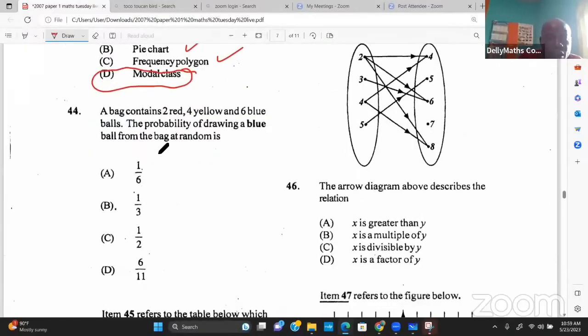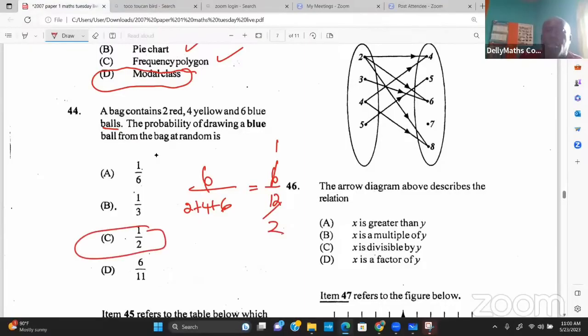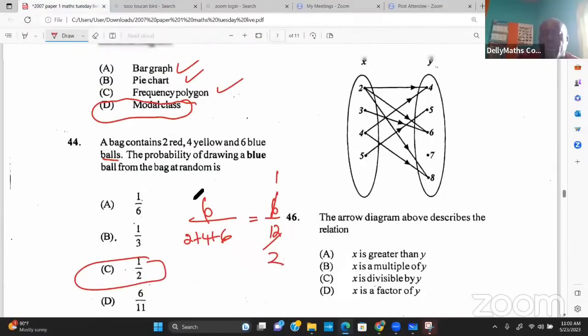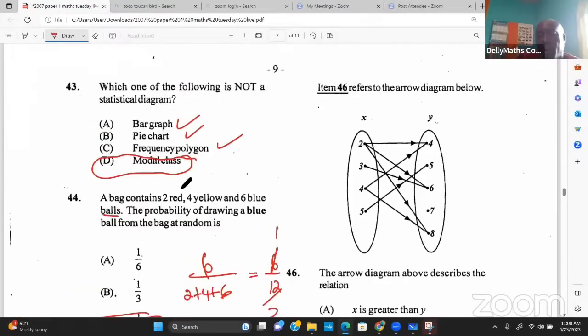44. 44 says a bag contains 2 red, 4 yellow, and 6 blue balls, right? The probability of drawing a blue ball is what? Probability is everything over the total. Our total is 12. Blue is 6. 6 out of 12 is not there, so we look to cancel, and we're seeing 1 over 2. It's a half. 44 is a half. Let's go to 46 right there.